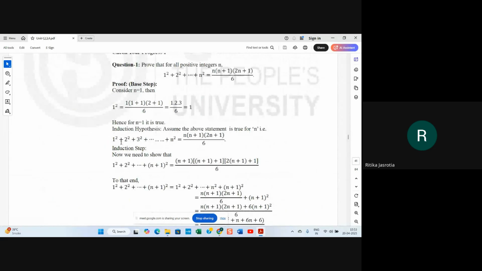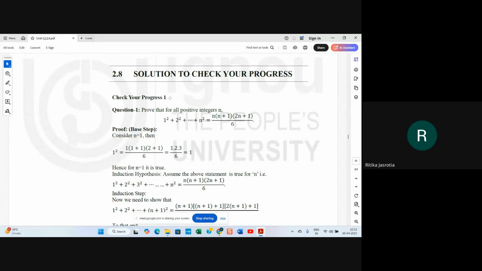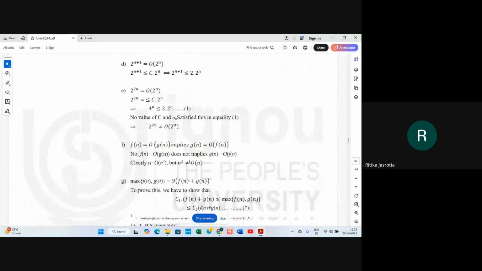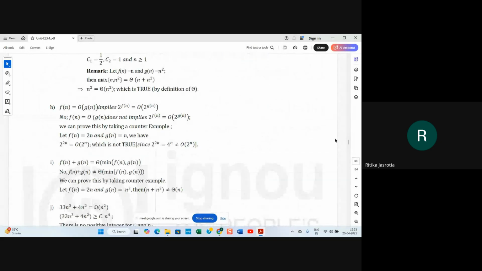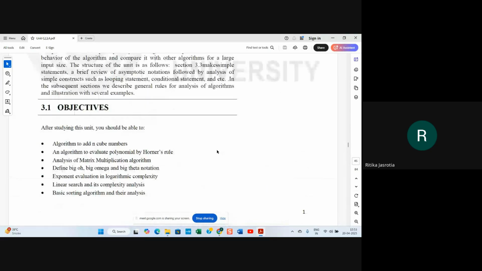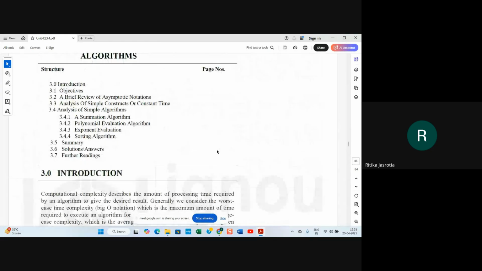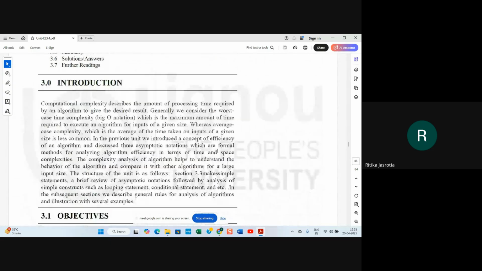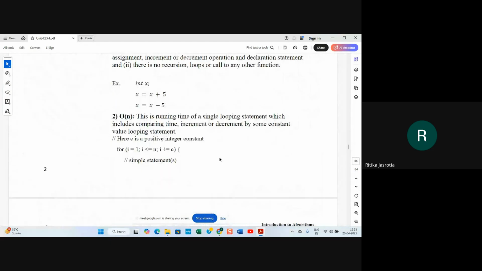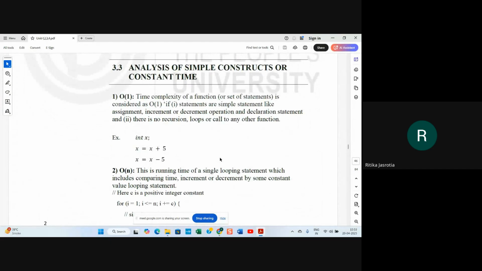Here they have given you the check progress questions answers, so you can go through these answers also. In the next unit we'll go through them later on also. I'm just going through the complexity analysis of simple algorithms. For simple algorithms they are doing the complexity analysis one by one.